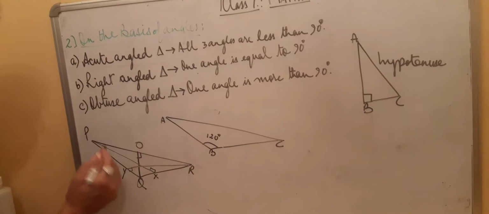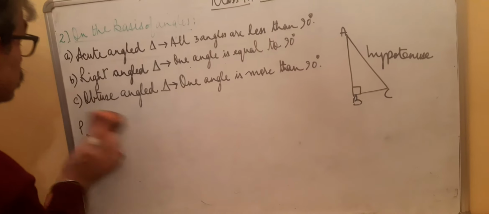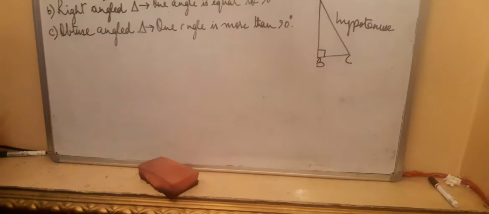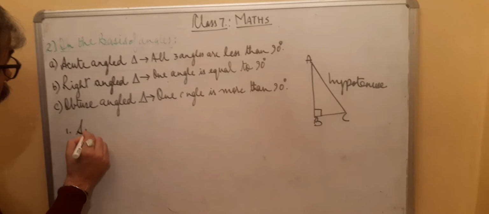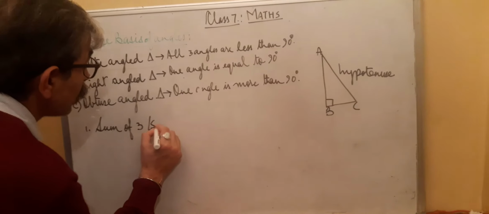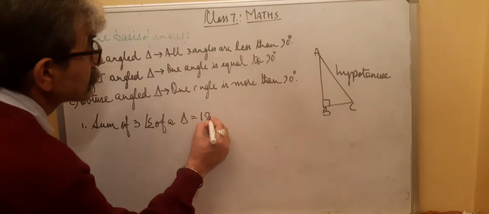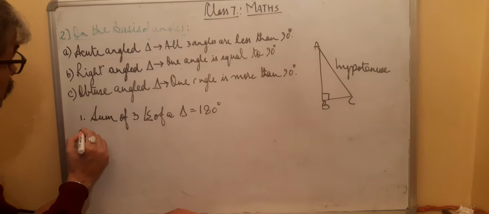Then, the properties of the triangle. First property which you have to remember is the sum of three angles of a triangle is 180 degrees. You simply have to learn the property. You don't require the proofs. They're not in the syllabus.